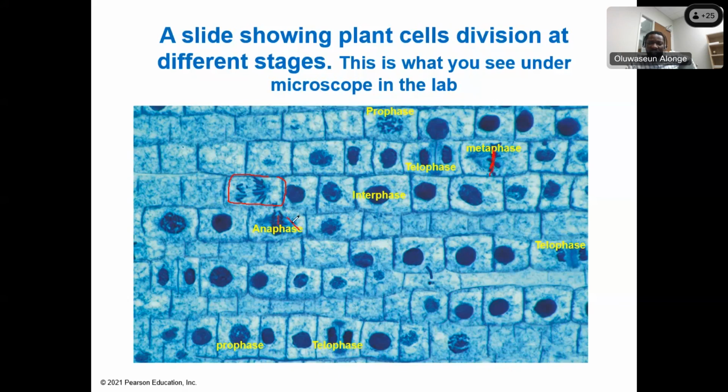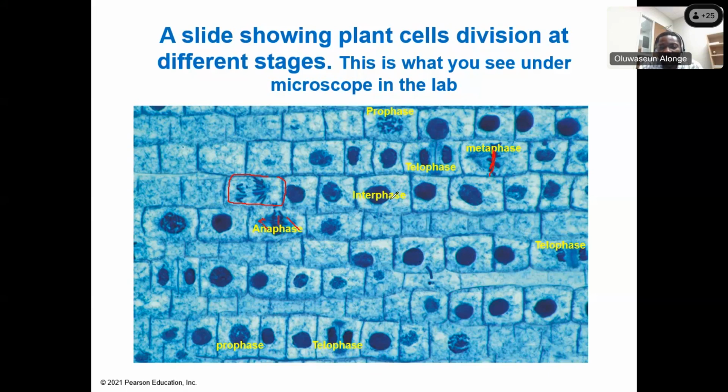And of course, the key thing to check is when you see the spindle fibers. You see this is the spindle fiber here. Those are the spindle fibers. When you see the spindle fibers and the chromosomes, and you see them separating already, that's anaphase. All right. When you see these ones here, these are interphase.